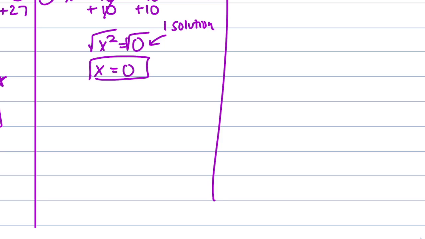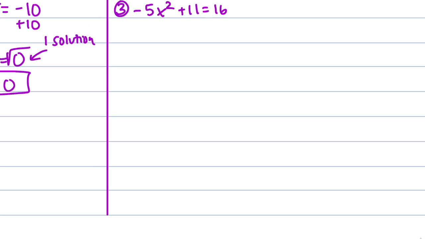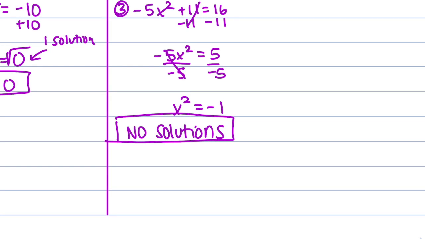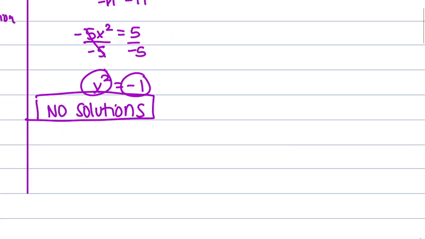Our third example is if we have negative 5x squared plus 11 equals 16. So we want to isolate the x squared. So we subtract 11, and we get negative 5x squared equals 5. Divide by negative 5, and we get that x squared equals negative 1. Well, I cannot square root a negative 1, so I say no solutions. I cannot make that decision until I've isolated the x squared, though. So an x squared needs to equal a negative number before I can decide that there's no solutions.